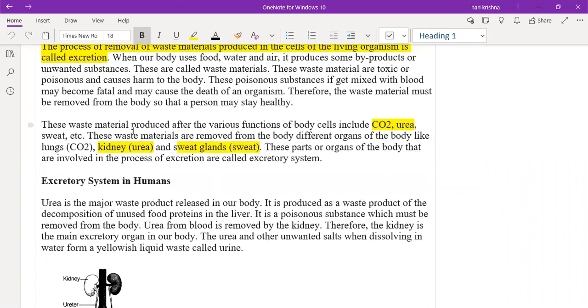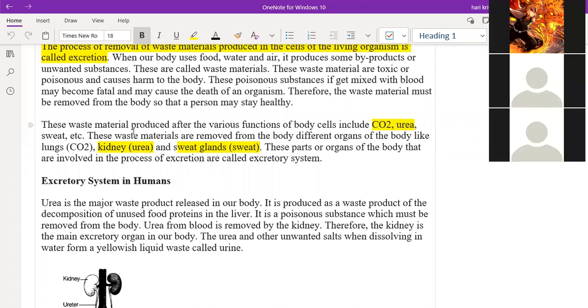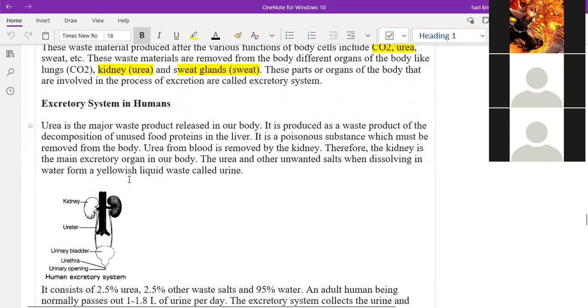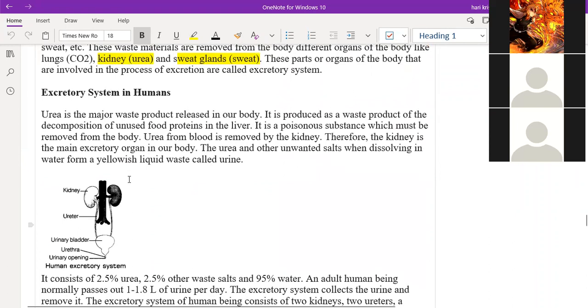Okay. So the parts or organs of the body that are involved in the process of excretion are called the excretory system. So today we're going to study the complete excretory system in humans, and then in animals also. So first we'll study the kidneys. So, the excretory system in humans.